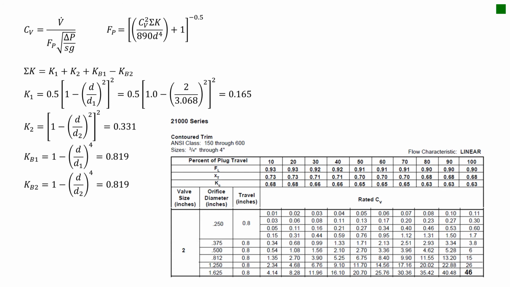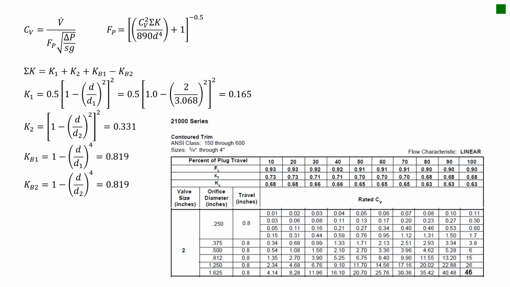Now we want to select the proper control valve. And using our control valve equation, we know that C sub V will be equal to our volumetric flow rate in units of gallons per minute divided by the piping geometry factor F sub P, divided by the square root of our pressure drop across the valve in units of PSI divided by the specific gravity of the fluid.